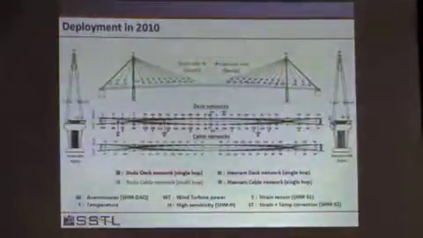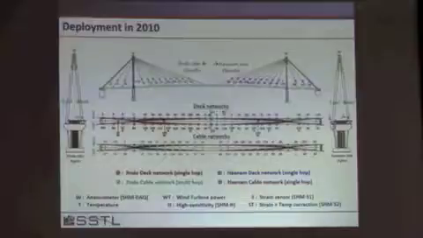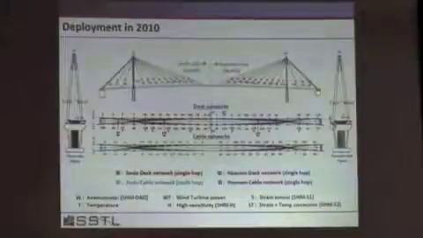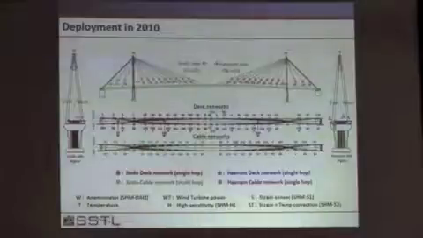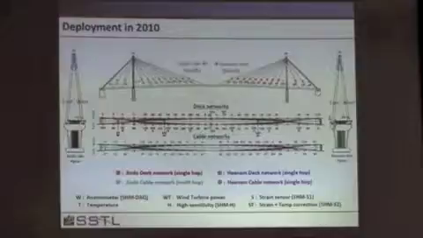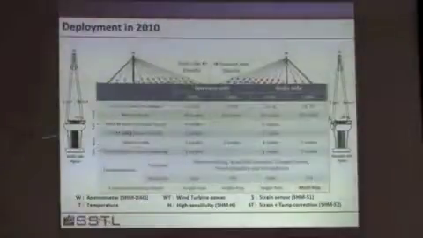So this shows the deployment. We had a total of 113 nodes on all the cables. This shows where the cables network was. This is the bridge network, and this shows the types of sensors we had for temperature, for strain sensors, for high sensitivity as well as regular sensitivity accelerometers. And this just shows the various networks.